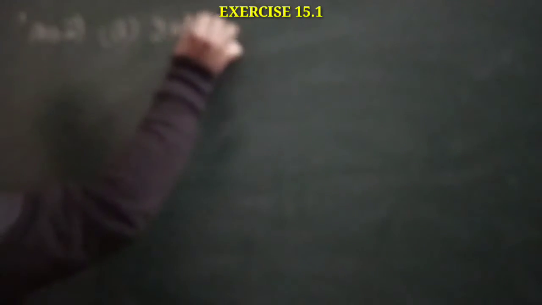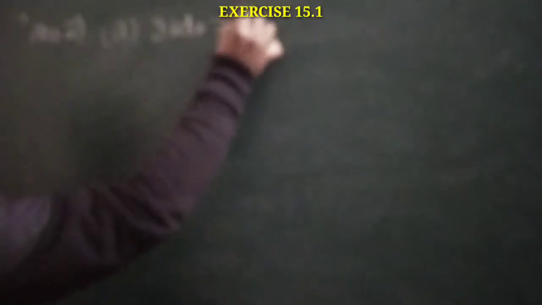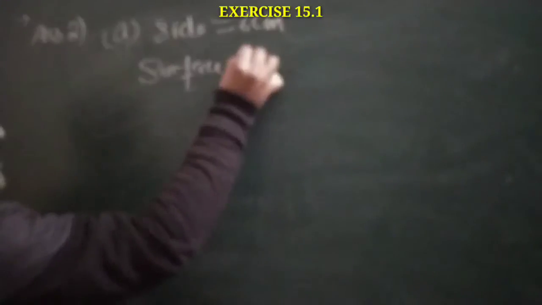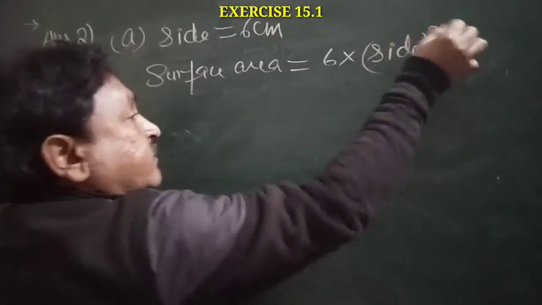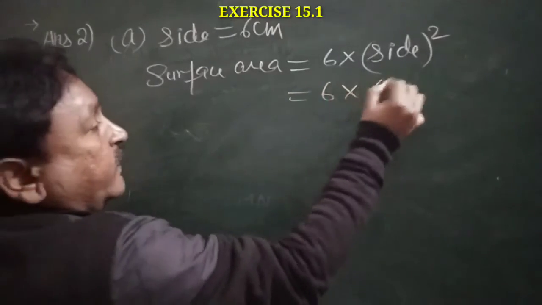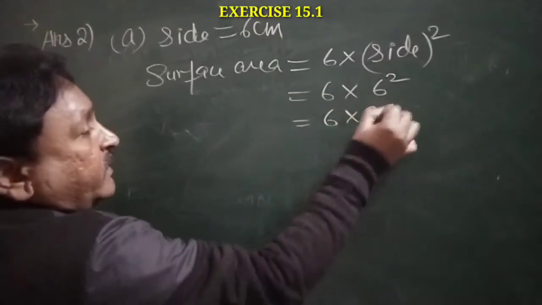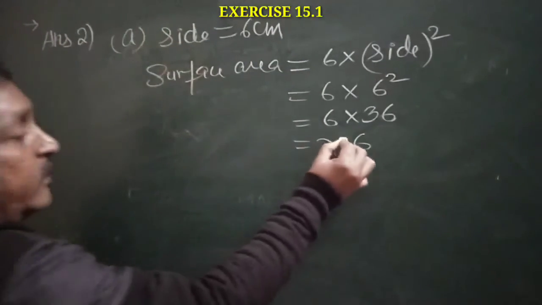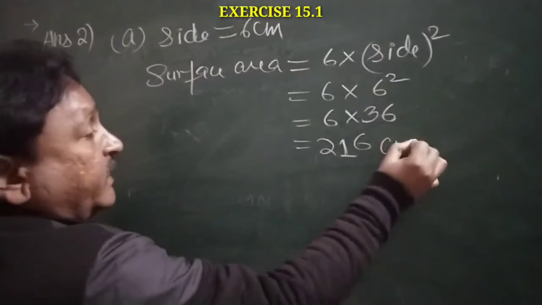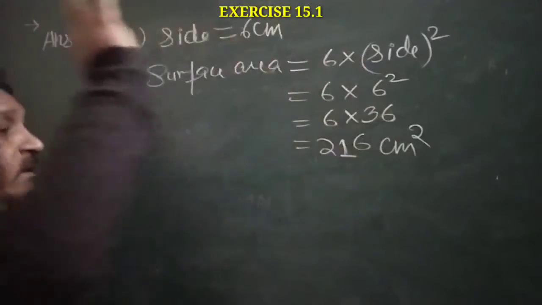Okay, so now see on the board question number 2. In question number 2, we have to find out the surface area of the following cubes. Length, meaning side, is given to us. Side is how much in the first case? It is 6 centimeter. And we all know surface area of a cube is 6 into side square, because 6 sides are there, no? 6 into 6 square. 6 square means 36. 6 sixes are 36, 18, 19, 21. So we will get our answer 216 centimeter square, because area always comes in square.